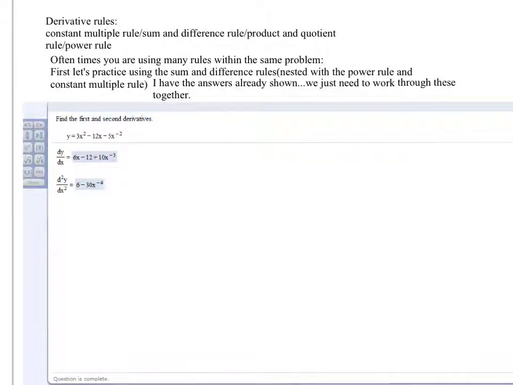Okay, welcome back. So by now, I'm assuming that you've been paying attention in class and you know your derivative rules, your constant multiple rule, your sum and difference rule, your product and quotient rule. We just need to practice using them. So I'm assuming that you've read the book and you're ready to do this. So let's go ahead and dive in.